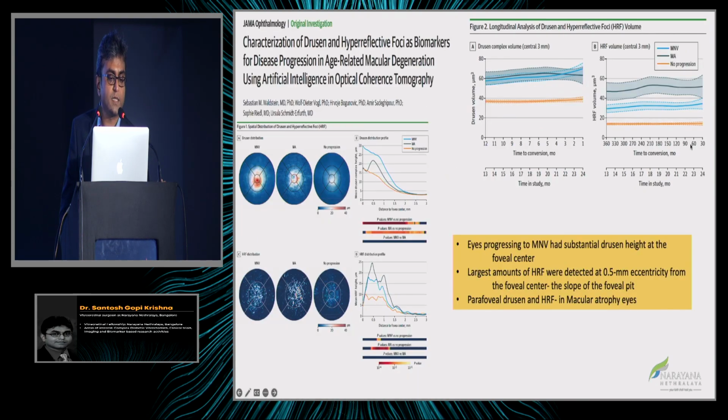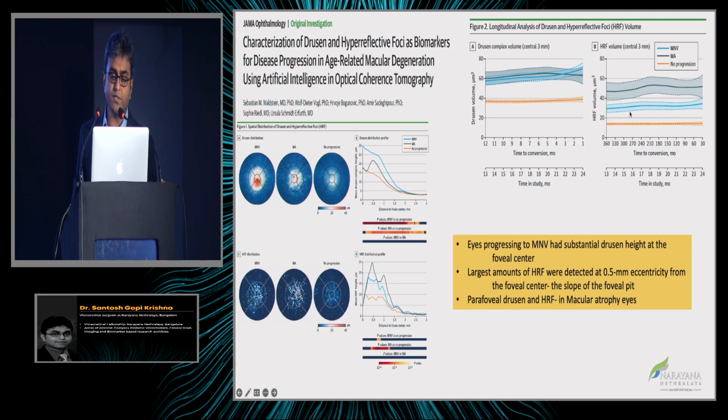Then again, this is a study wherein you can use it as a biomarker. You can see the drusen present more at the foveal area, whereas HRF are more at the juxtafoveal area. You can see the progression to MNV as well as progression to macular atrophy.